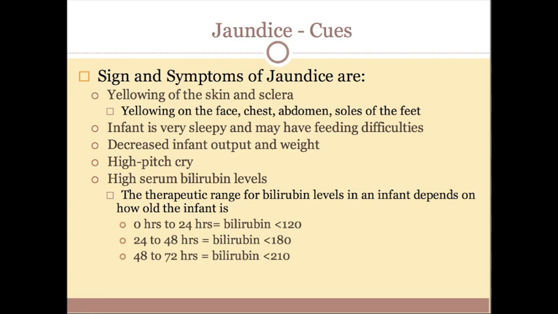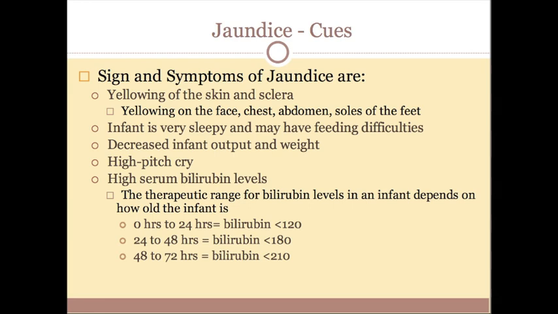Signs and symptoms of jaundice are yellowing of the skin and sclera, which also includes yellowing on the face, chest, abdomen, and soles of the feet. Another indicator is the infant is very sleepy and may have feeding difficulties, decreased infant output and weight, a high-pitched cry, and also high serum bilirubin levels.